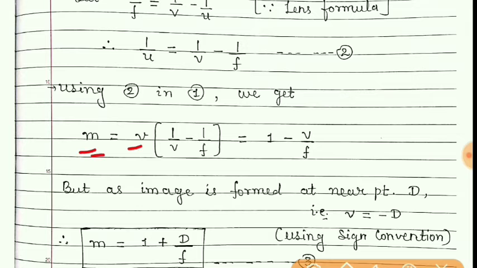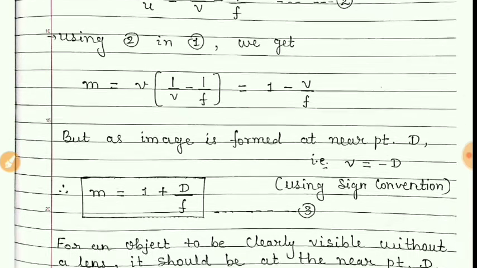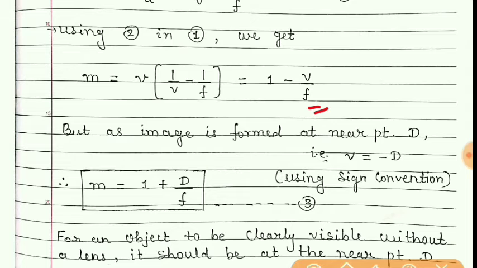m is equal to v into (1 upon v minus 1 upon f). Now opening these brackets, we will get 1 minus v by f. So I hope till here it is clear to you.